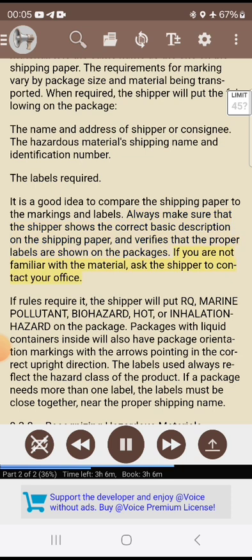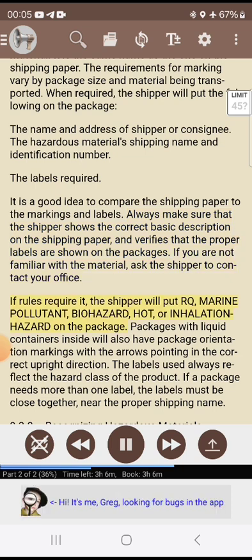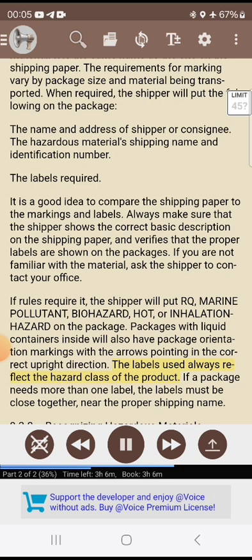If you are not familiar with the material, ask the shipper to contact your office. If rules require it, the shipper will put RQ, marine pollutant, biohazard, hot, or inhalation hazard on the package. Packages with liquid containers inside will also have package orientation markings with the arrows pointing in the correct upright direction. The labels used always reflect the hazard class of the product. If a package needs more than one label, the labels must be close together, near the proper shipping name.